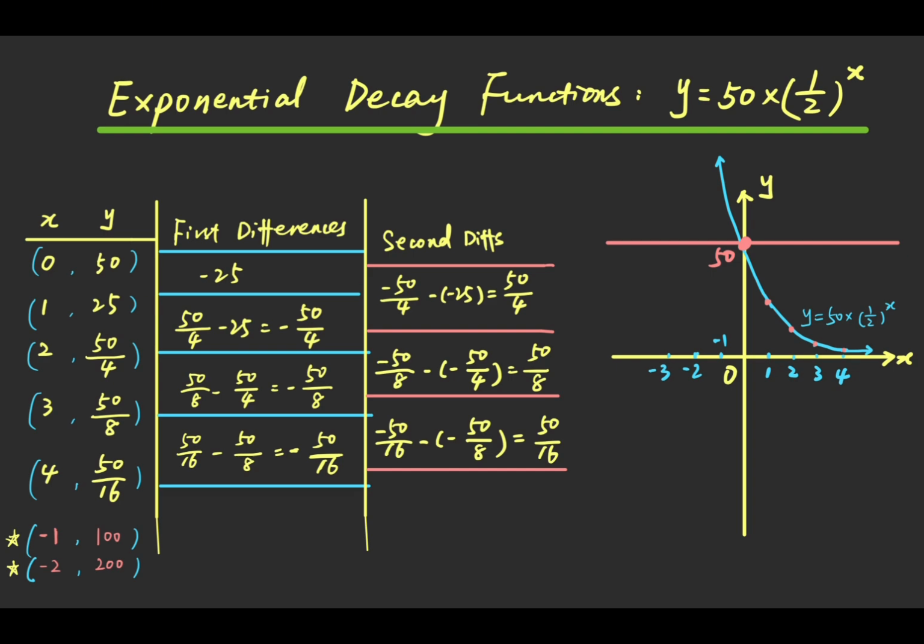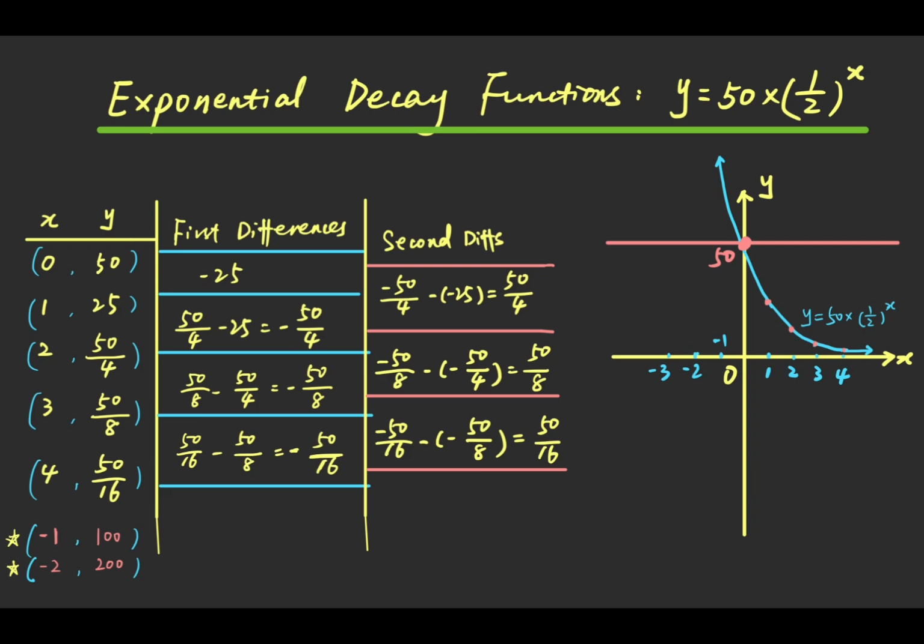This graph will be divided into two parts by a straight line, that is, the branch below the straight line and the branch above the straight line. This straight line will be y equals 50. Why? Because this point is (0, 50). So this horizontal line will be y equals 50. Now, let's examine the graph of this function further.